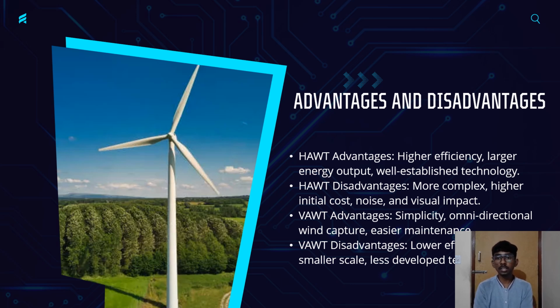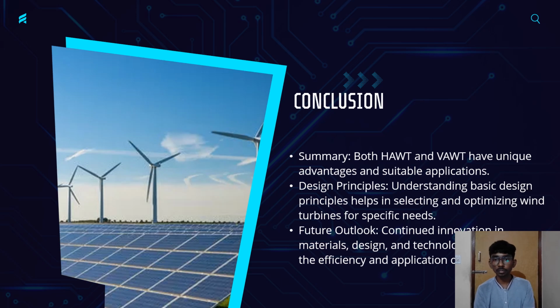VAWT advantages are that it is simple, so we can fit it in any place where the wind flows easily, it is omnidirectional, so the wind doesn't need to come from one direction, and it is easier to maintain. VAWT disadvantages are that it is low in efficiency and doesn't produce much energy, it depends on the wind direction, and it is less developed due to its disadvantages.